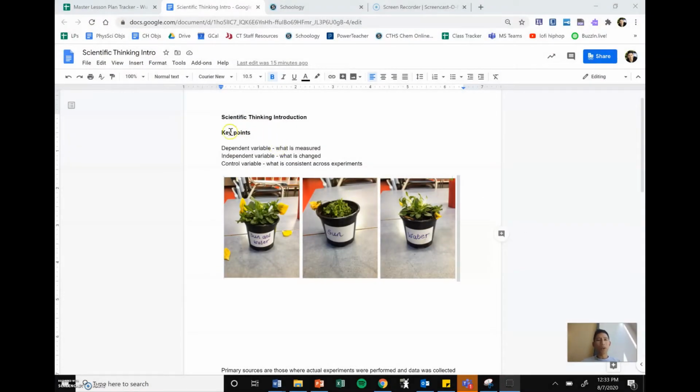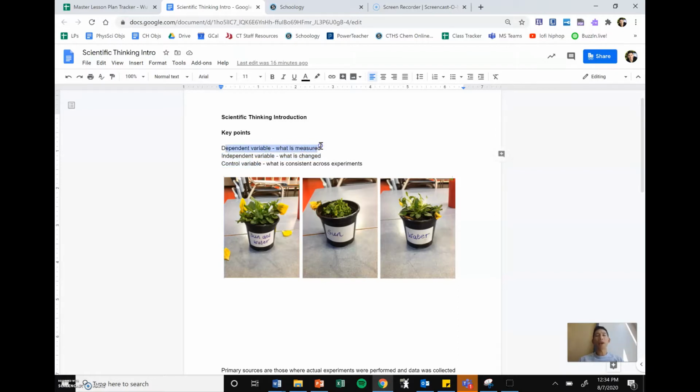The first thing we're going to look at are dependent, independent, and control variables. These are the first key points. The first one, dependent variable, that's what is measured. First, let me just say all scientific experiments, or most scientific experiments, will have some combination of these things. Not all of them follow this kind of format, and not all scientific experiments always have these three things, but usually, a lot of times, you'll see this.